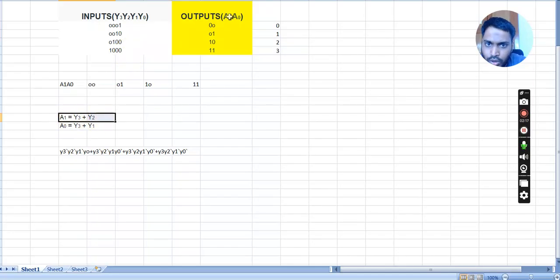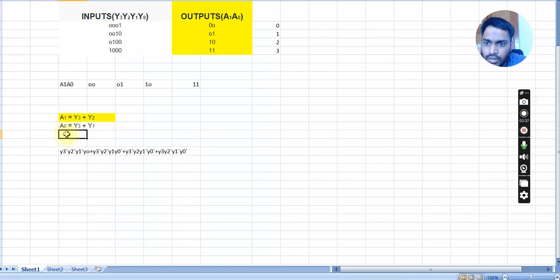I hope you got this point. Just observe A1, where A1 is 1. A1 is 1 in these two cases, for Y2 and for Y3. So that's why it is Y3 or Y2. That's how this equation is written.